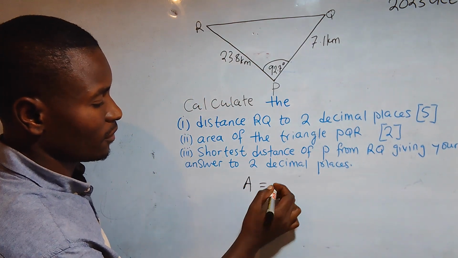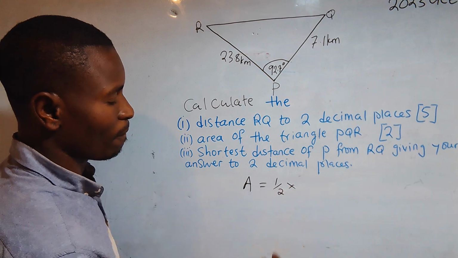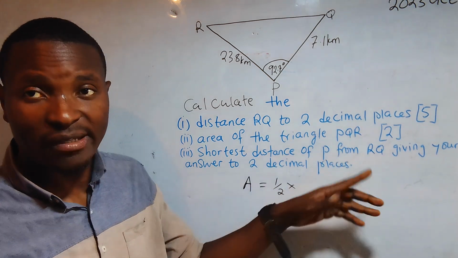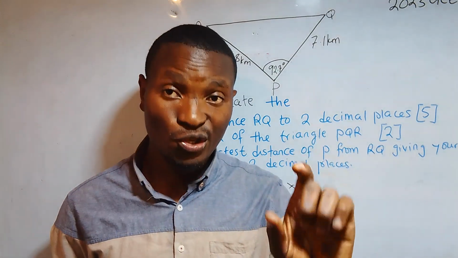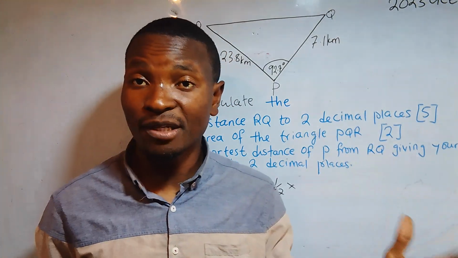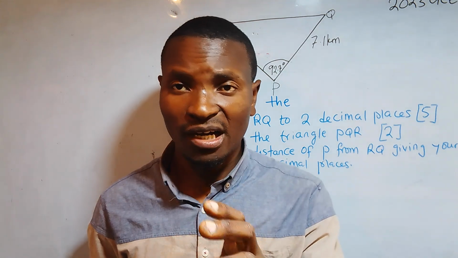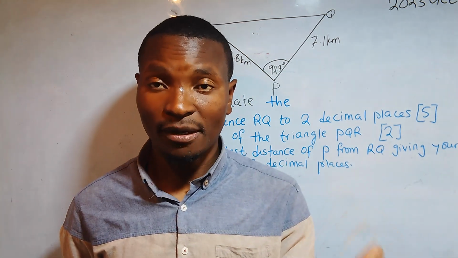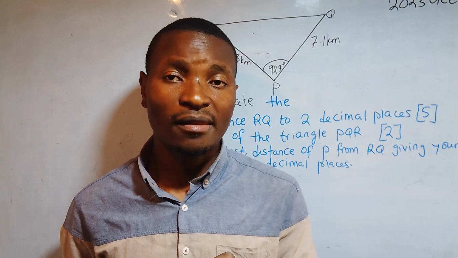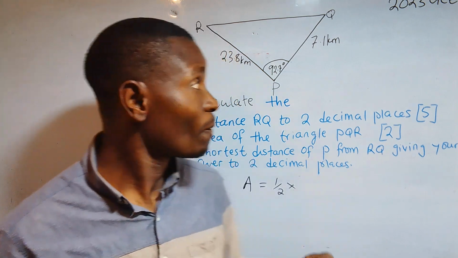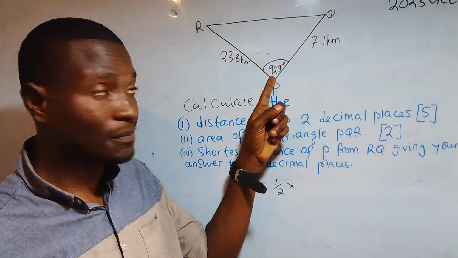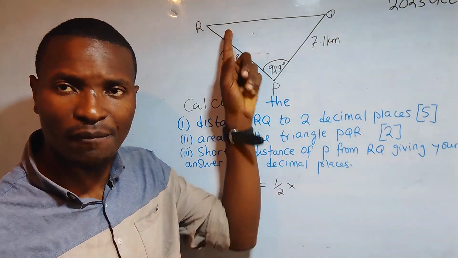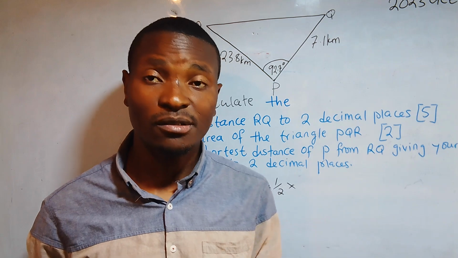So area equals to half. Now, the angle that they want you to use is Q. So the letter in the middle actually determines which angle we're going to use. Now, you shouldn't worry about that because the most important thing is that whatever angle I use, the answer is actually going to come out the same.